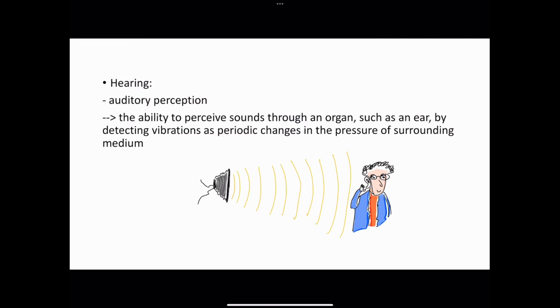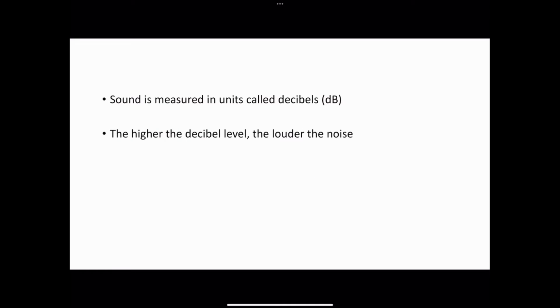What is hearing? It is auditory perception, also known as the ability to perceive sounds through an organ, such as an ear, by detecting vibrations as periodic changes in the pressure of the surrounding medium. And sound is measured in units called decibels, and the higher the decibel level, the louder the noise.